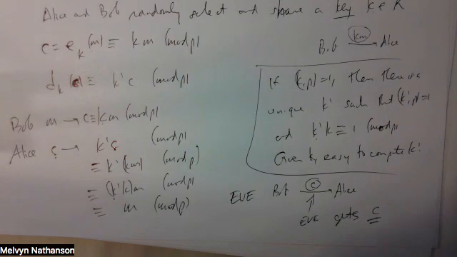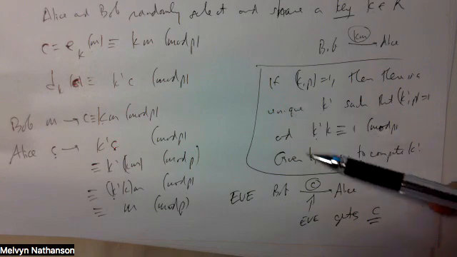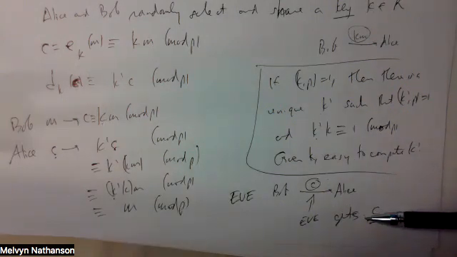Well, you have to know K. Because if you know K, you know K prime, and you can multiply C by K prime and you're done. But Eve does not know K. What can she do? She can guess.